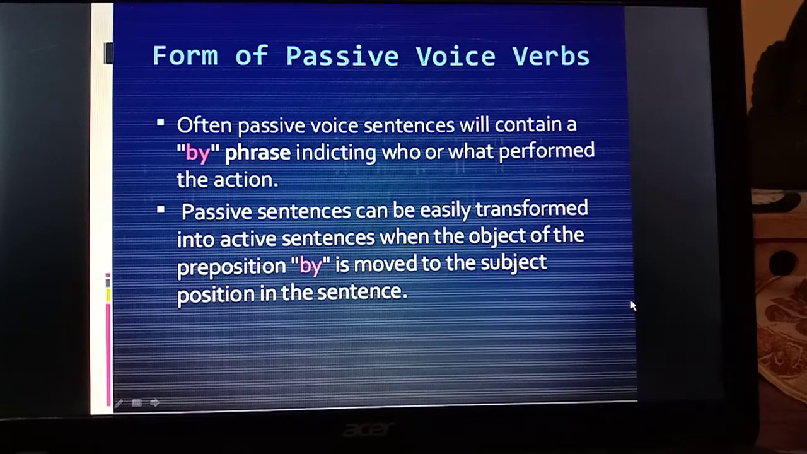Form of passive voice verbs. Often passive voice sentences will contain a by phrase indicating who or what performed the action. So the preposition by is used in passive voice. Passive sentences can be easily transformed into active sentences when the object of the preposition by is moved to the subject position in the sentence.